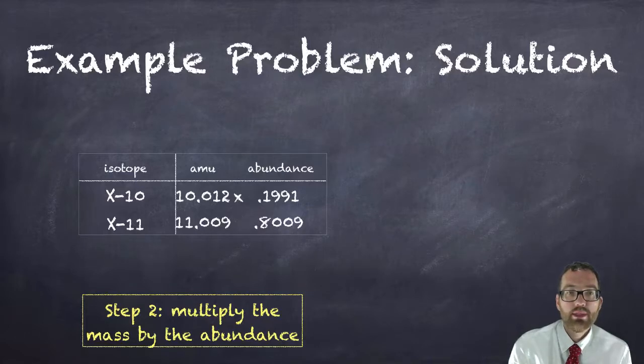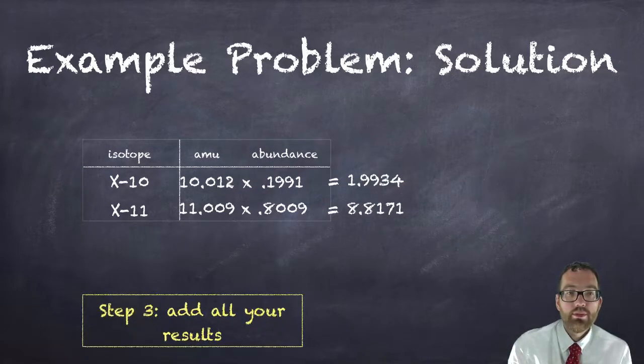Step number 2 is to multiply the mass by the abundance. So 10.012 times 0.1991 and 11.009 times 0.8009. I'll get that number and that number. Step number 3 is we're going to add our results. Those 2 numbers added together is 10.8105 AMUs.